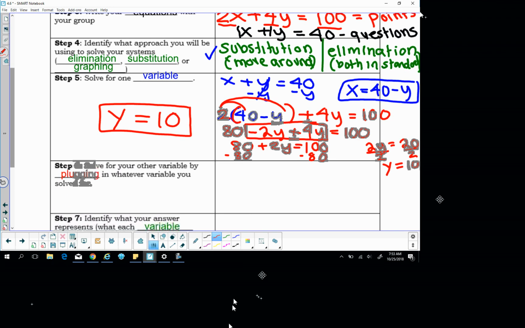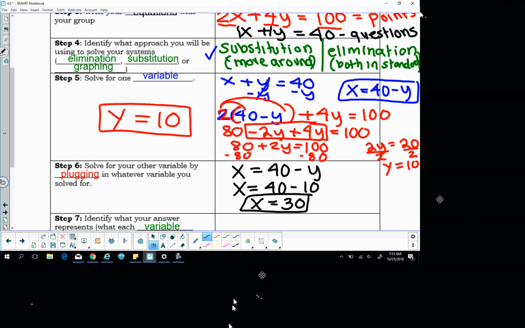Then I plug it into either equation to get my x. So the easiest one is probably this original one, right? x plus y, or x equals 40 minus y. What is your y? 10. x equals 40 minus 10. What is 40 minus 10? 30. And so your point would be 30 comma 10.